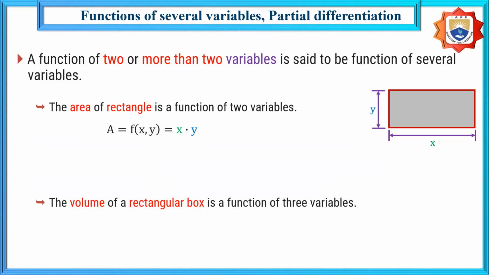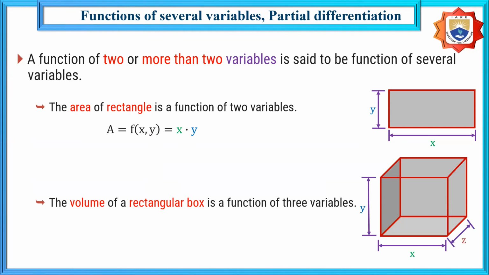That means it is three variables. Same like that, the diagram of the three variables in the rectangular box is cubic-like. And according to here, it is x, y, and z, that is length, breadth, and height. This is in the xyz plane.